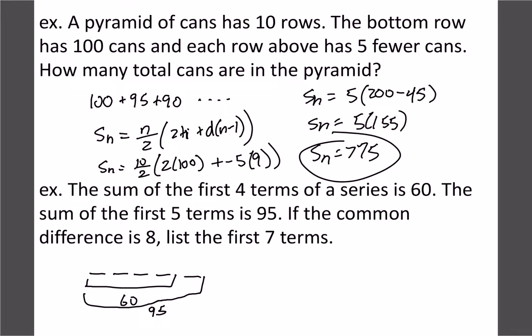So that means the term taking us from 60 to 95 has to be 35, because if the total of those is 60, we're only adding one more to get to 95. That means the difference would be that 5th term. So we know term 5 is 35. We know the sum of that is 95, and we know our common difference. So we should be good to go. We should be able to solve for term 1. So let's use our longer formula again.